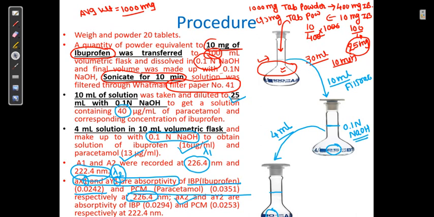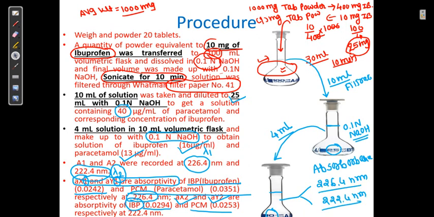Similarly, we have AX2 and AY2, the absorptivities of ibuprofen at 0.0294 and paracetamol 0.0253, respectively, at 222.4 nanometer. I will show you that. After doing this, you need to take the absorbance of the drug solution at two wavelengths. What are these two wavelengths? One is 226.4 nanometer and the other is 222.4 nanometer. At these two wavelengths, you need to take the absorbance.